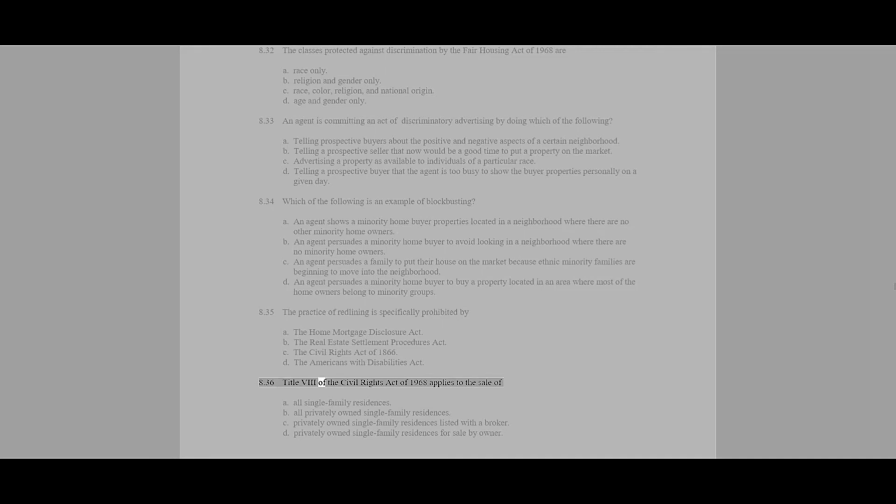8.36 Title 8 of the Civil Rights Act of 1968 applies to the sale of A. All single-family residences. B. All privately owned single-family residences. C. Privately owned single-family residences listed with a broker. D. Privately owned single-family residences for sale by owner.